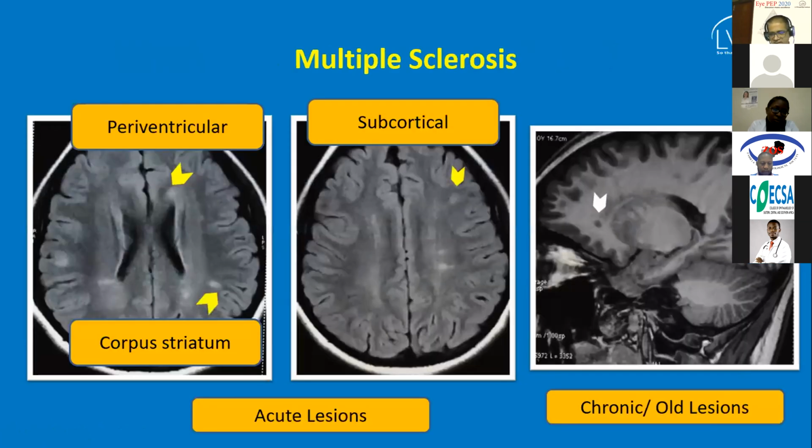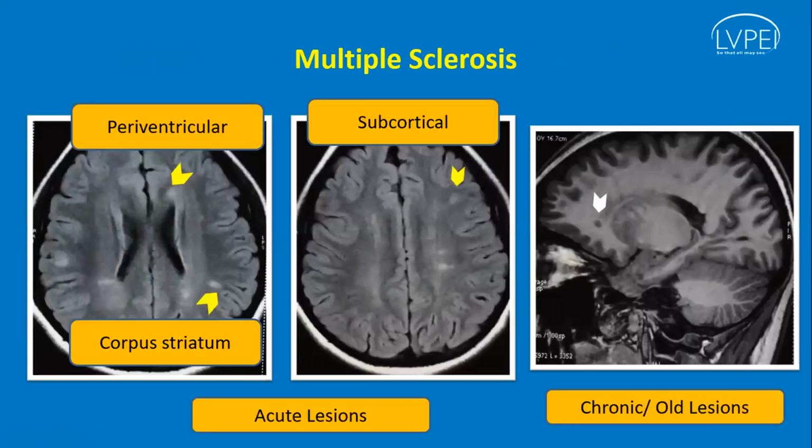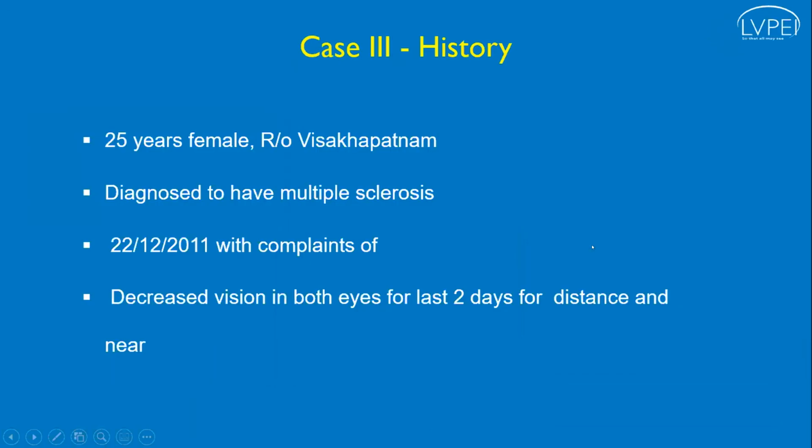These are representative images from different patients which show the likely lesions in multiple sclerosis. They are classically periventricular, round to oval lesions. They can also be seen in the subcortical white matter and in the corpus striatum. And the chronic old lesions might also be seen, which do not show enhancement on the post-contrast images, but rather appear as dark areas.